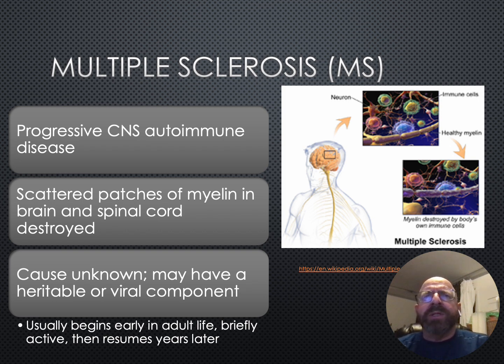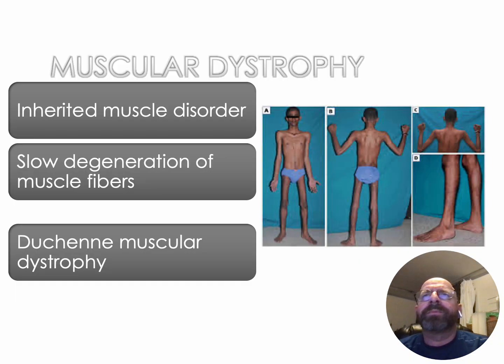Multiple sclerosis is a progressive CNS autoimmune disease where you have actual damage to the myelin in the brain. Cause is unknown, but it may be a heritable or viral component, and we do see some case clusters in certain industrialized areas, but there's been no firm connection made. Usually begins early in adult life and then resumes years later. Muscular dystrophy is another specific presentation that includes inherited muscle disorder with a slow degeneration of muscle fibers.